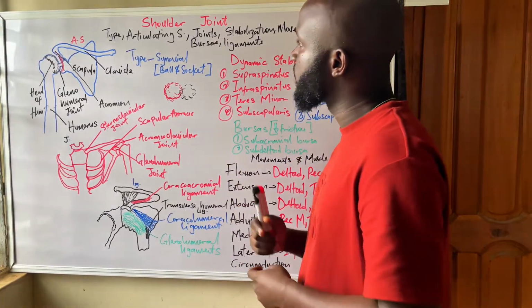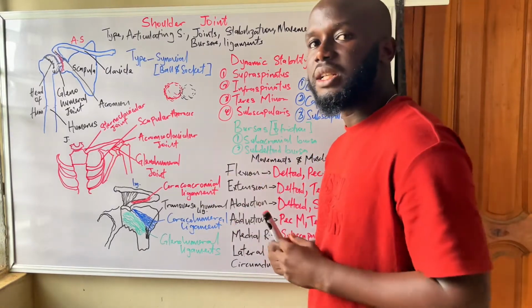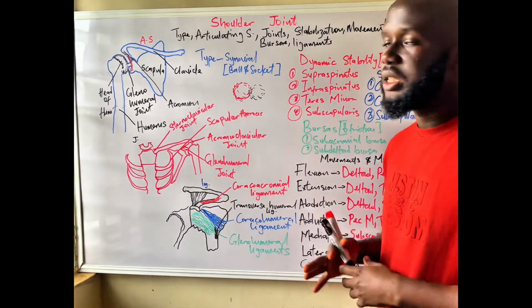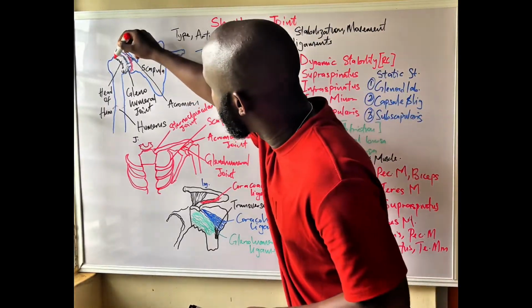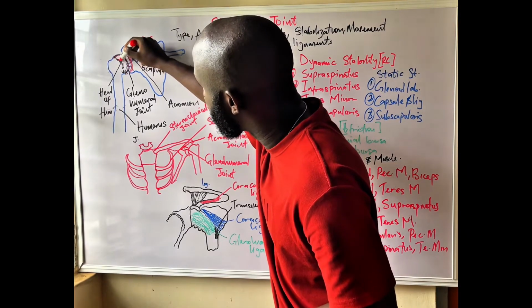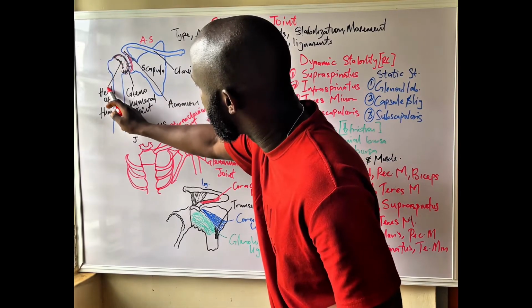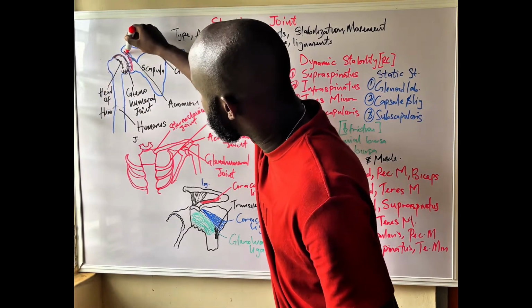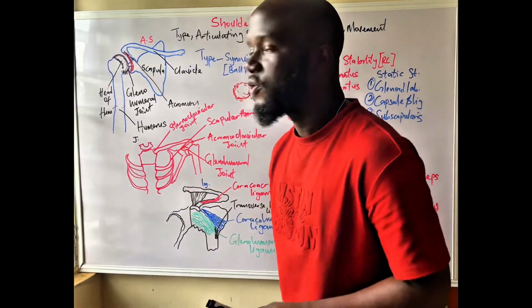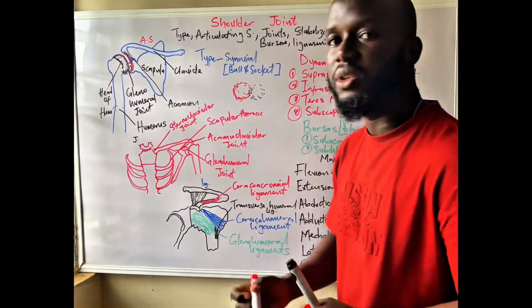The articulating surfaces of a joint are the aspects of the bones that join together. For the shoulder joint, it is the head of humerus. This is the head of humerus. If you recall in our previous class, while discussing the bones of the upper limb, we said this aspect is the head of humerus, and also the glenoid fossa of the scapula. So the glenoid fossa of the scapula and the head of humerus are the articulating surfaces.